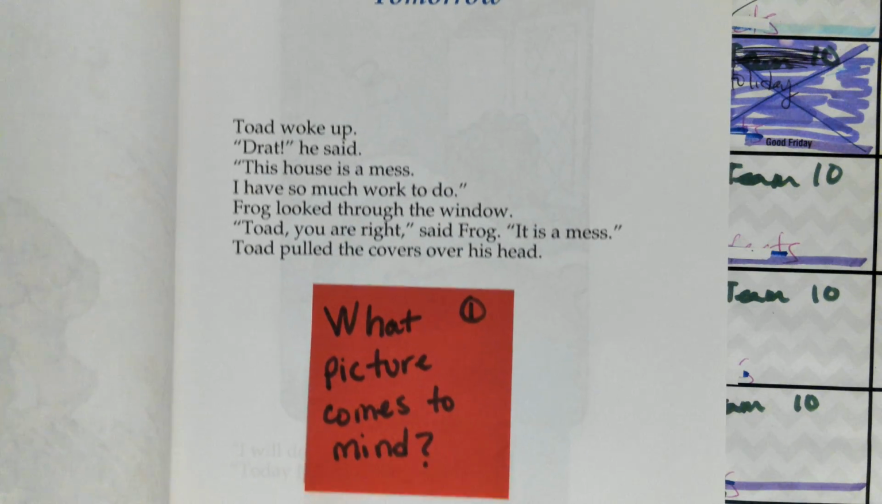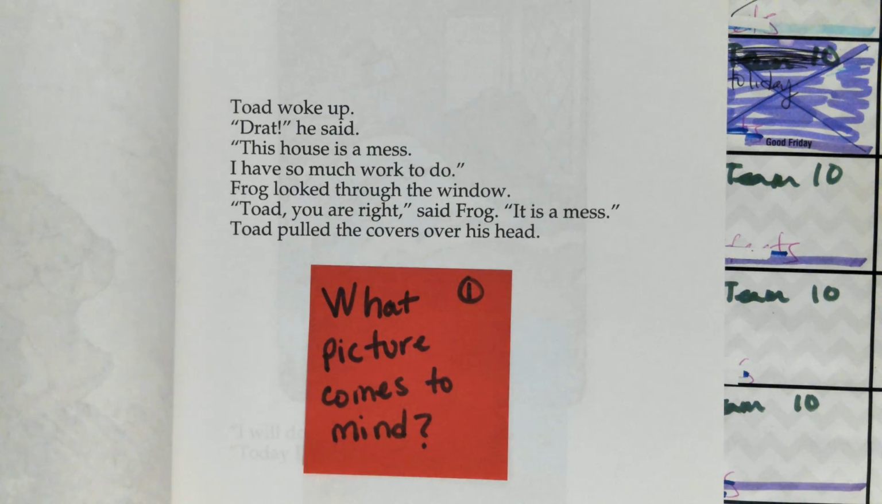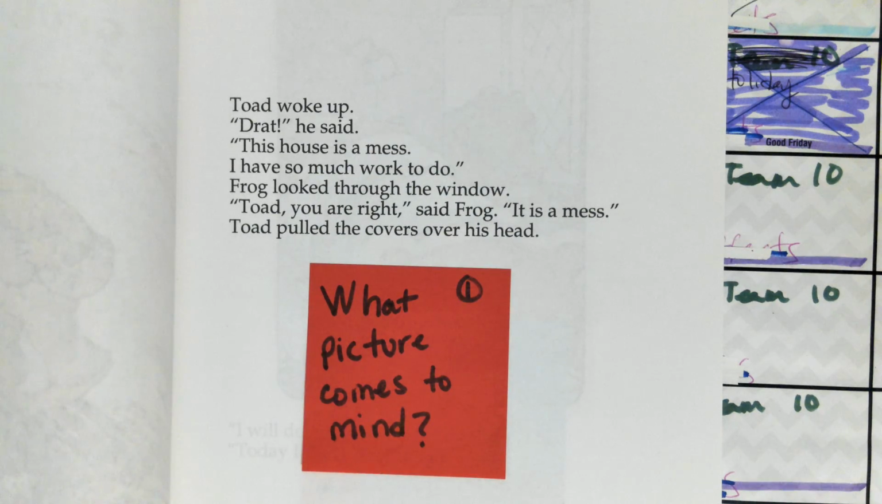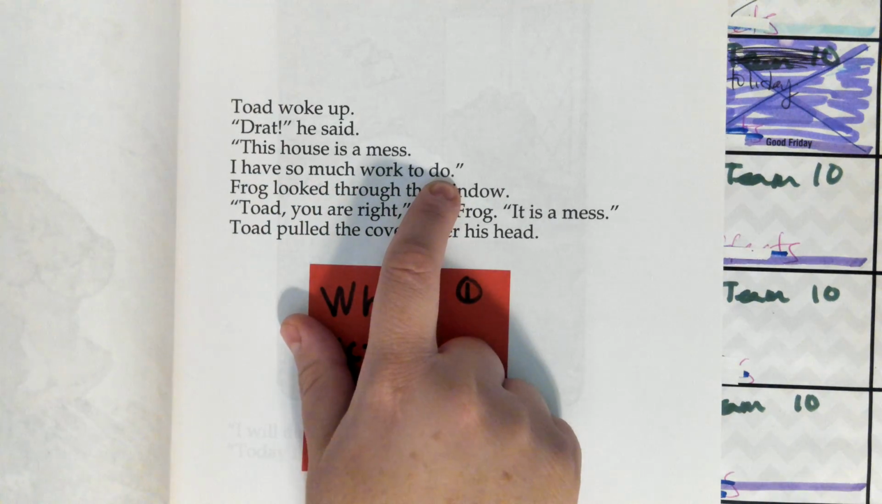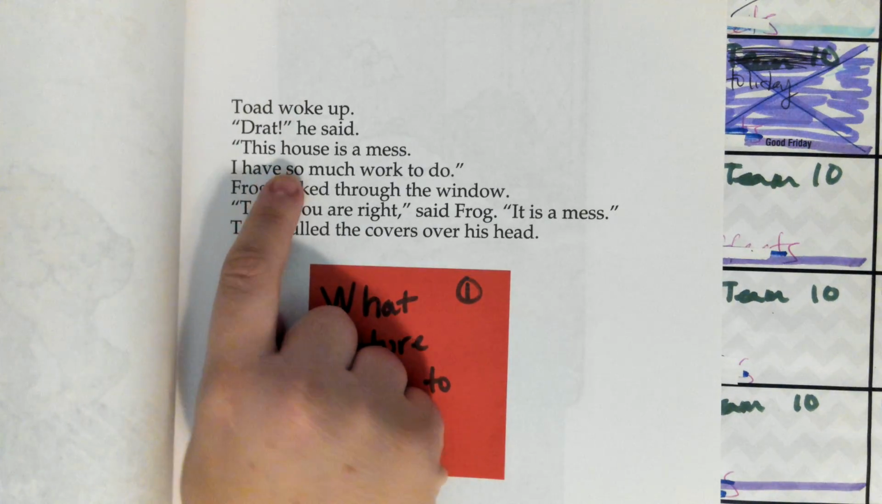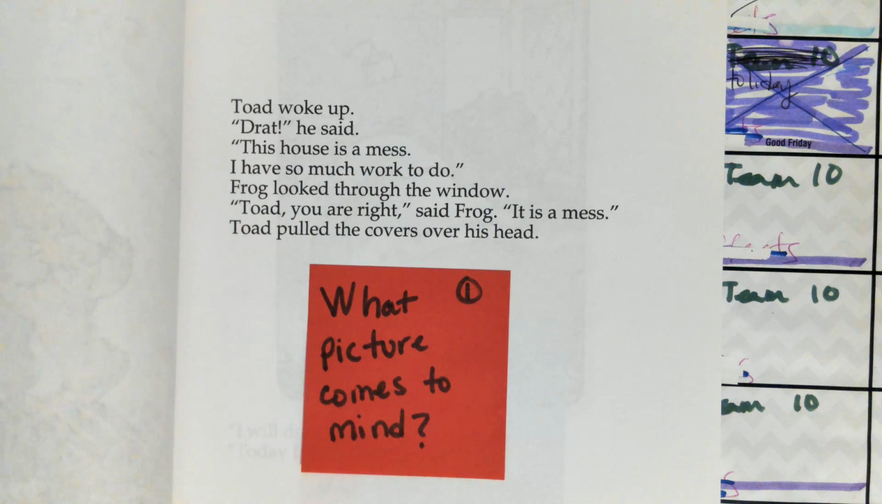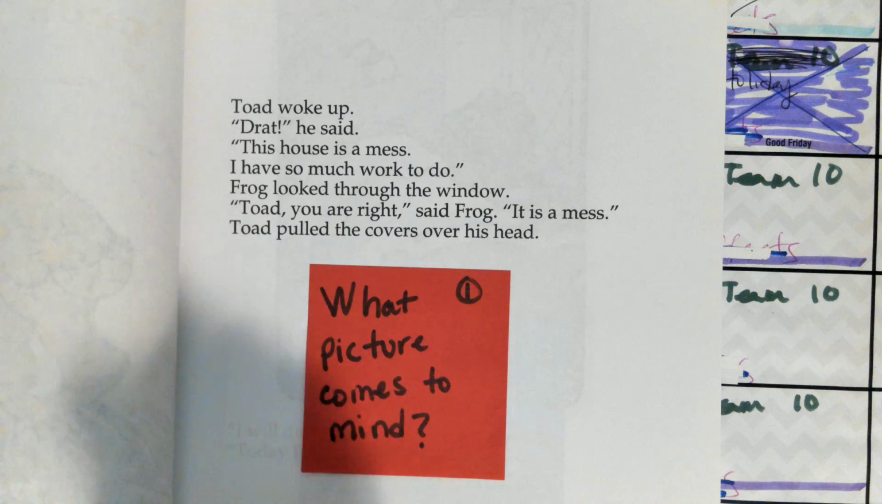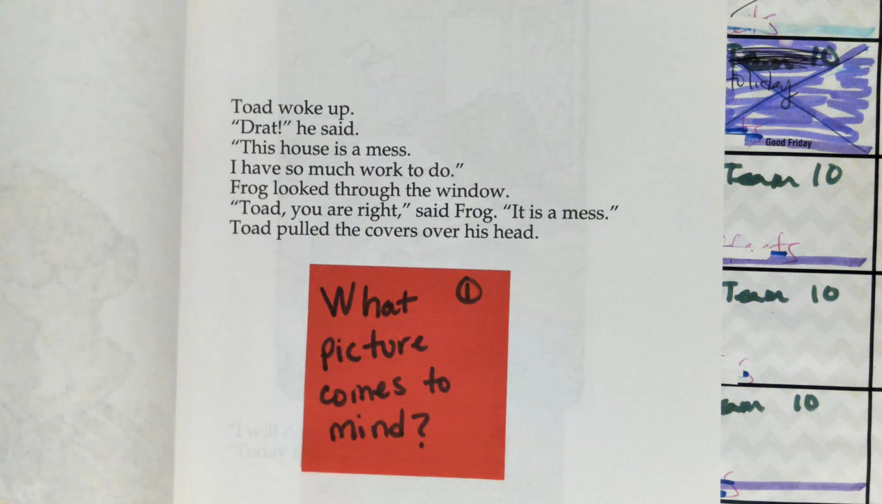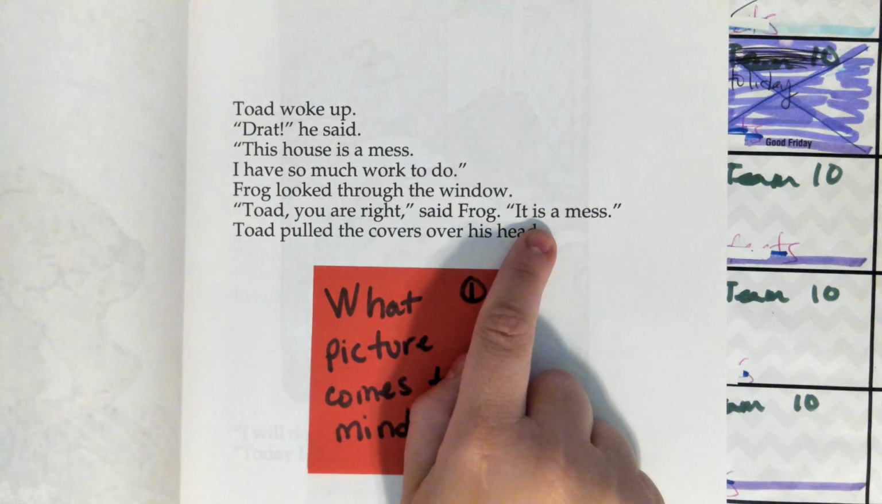Okay, now we don't have a picture here, so we need to create the picture in our mind. What picture comes to your mind after reading this? Let's think about that. This house is a mess. I have so much work to do. So Toad says that his house is a mess. So are we going to picture a clean house? No, of course not. All right. Frog had to look through a window. So is Frog inside the house? No, he's outside. Okay? And he agreed. You're right. This is a mess.